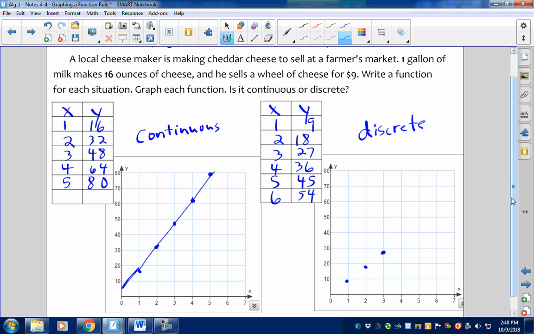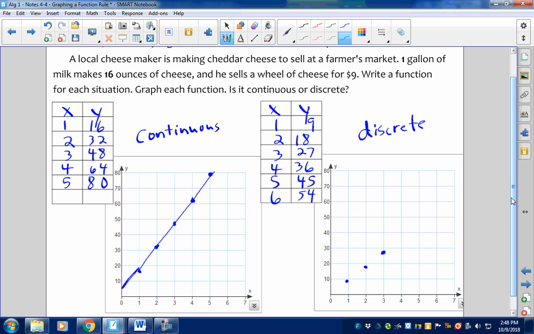So here's why it's not continuous. Okay, guys, here's why it's not continuous. It doesn't make sense to calculate the cost for 1.5 wheels of cheese because you cannot sell it that way. That's what I'm telling you. You cannot sell it that way.